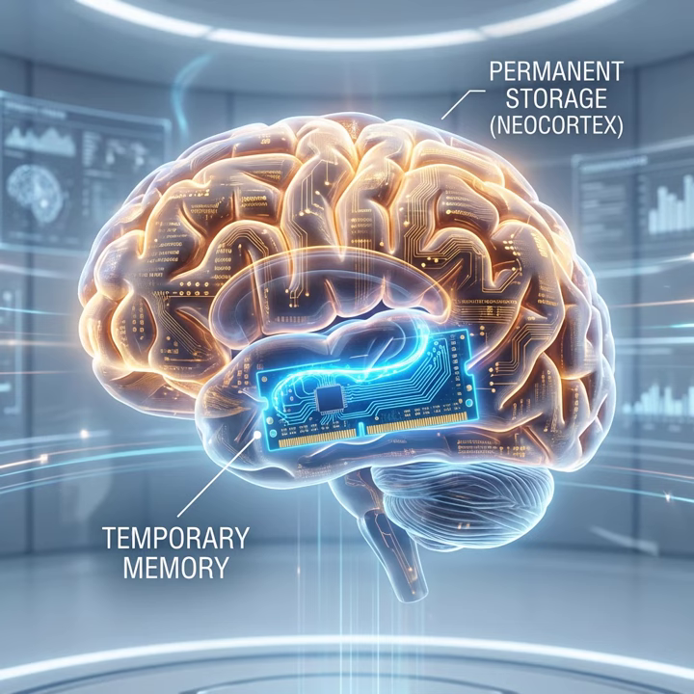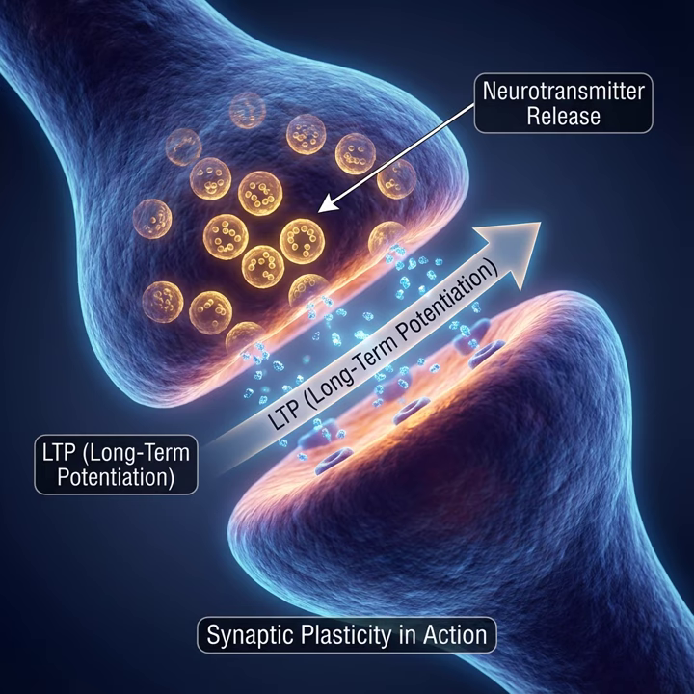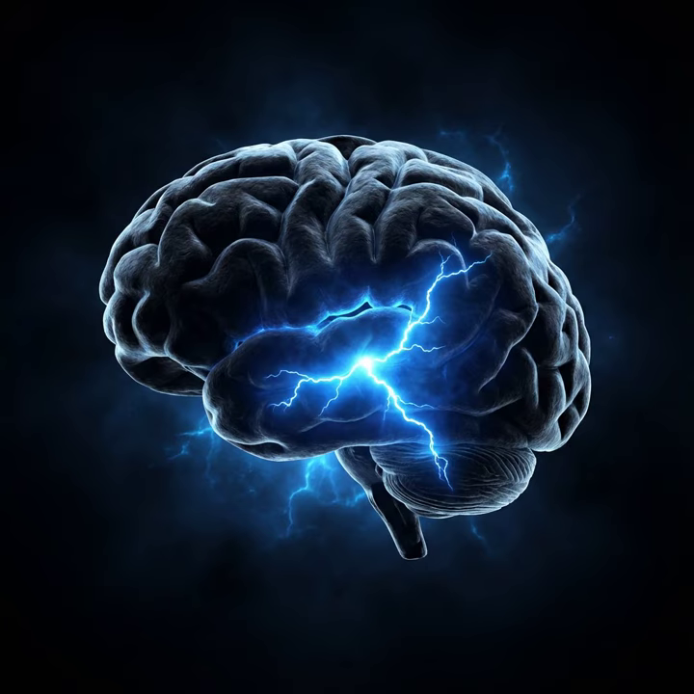Here, sensory inputs are encoded into electrical patterns. However, for these memories to stick, they must move to the neocortex, the hard drive, for long-term storage. This transfer happens physically through synaptic plasticity, specifically a mechanism known as long-term potentiation, LTP.